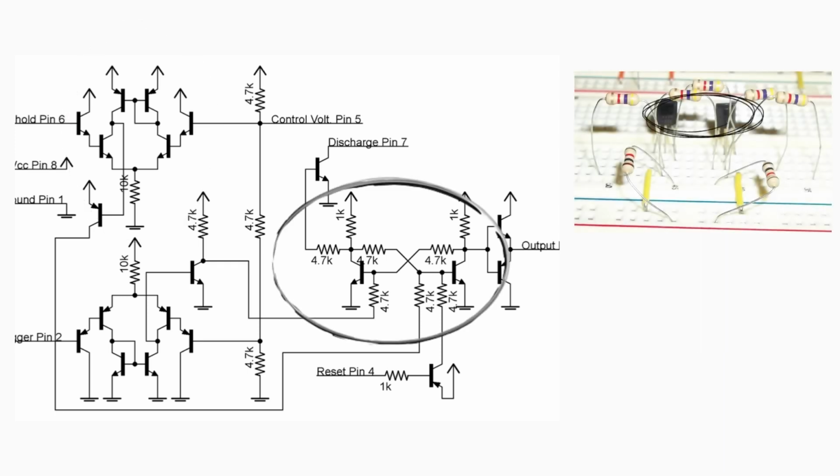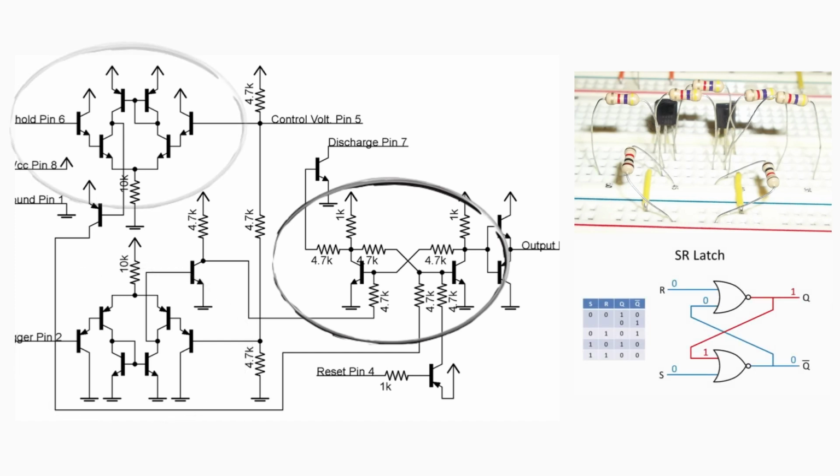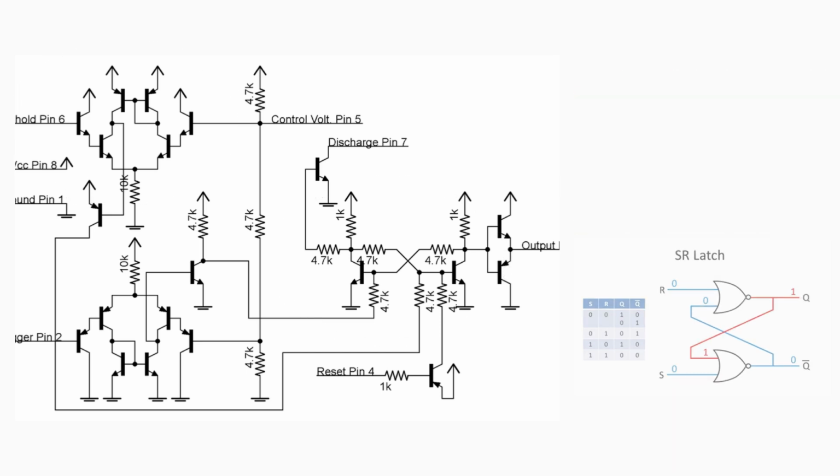The flip-flop uses two cross-coupled transistors. When the trigger comparator activates, the flip-flop is set, producing a high output. When the threshold comparator triggers, the flip-flop is reset, producing a low output.